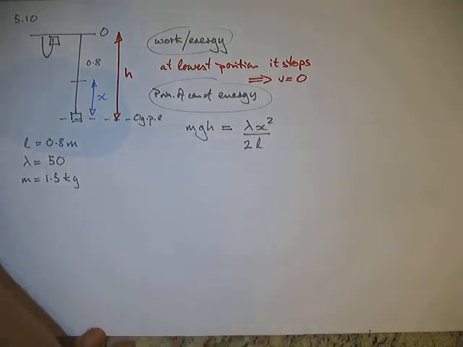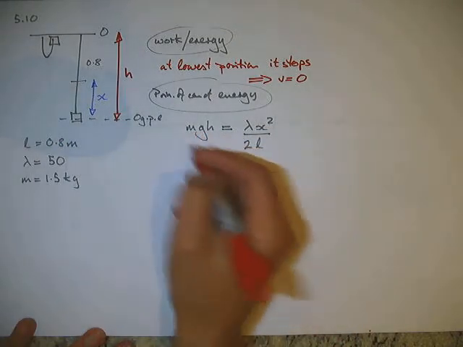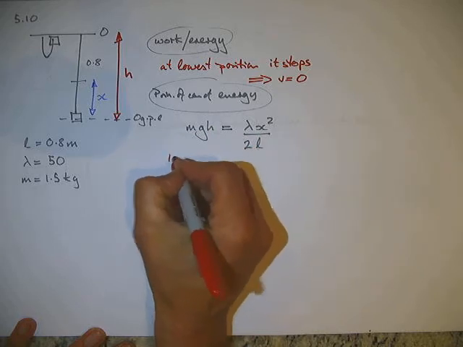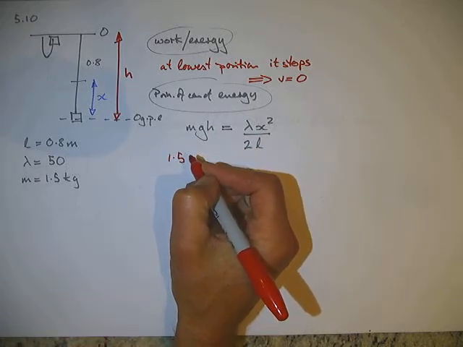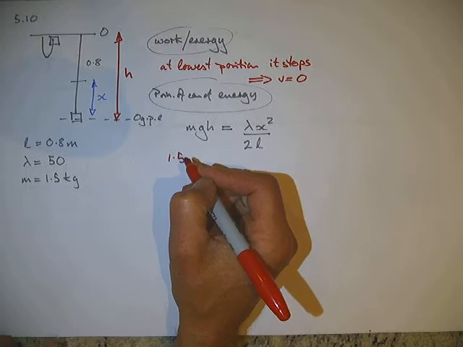Two unknowns at the moment. How are we going to cope with that? So we've got m, we've got g, and does it tell us what value to use for g? I'm going to use 9.8.